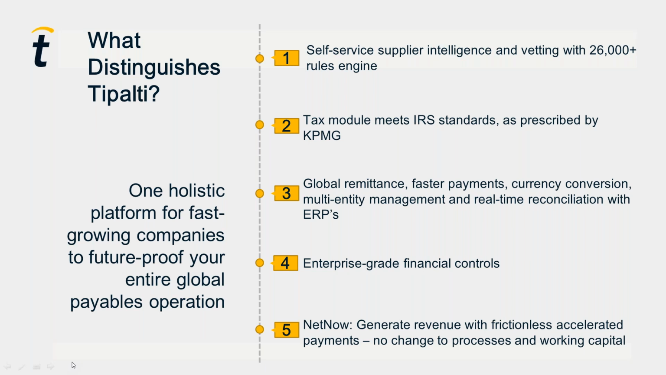And NetNow, which is actually a way for companies to extend payment terms. So if you're looking to go from, say, net 30 to net 60, you need a way to soften the blow to those suppliers. We actually have an early payment process that we can employ.